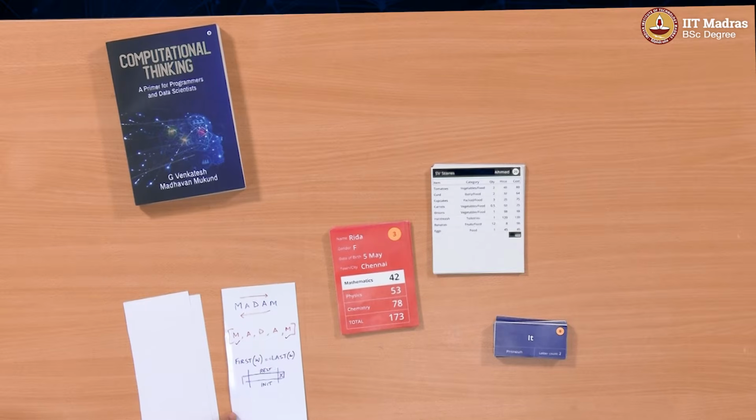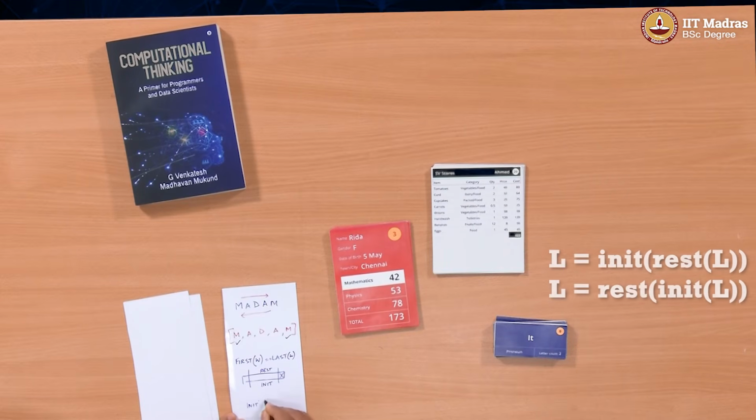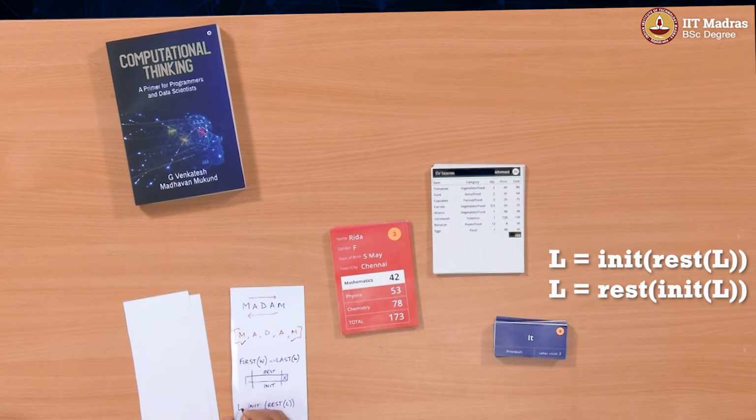You're assuming, of course, that it has at least two letters. If it has only one letter, then it's a palindrome. So you're checking whether the first is equal to the last, and then taking init of the rest of the list. So if I take init of rest of L and make that equal to L, this will strip off the two endpoints.